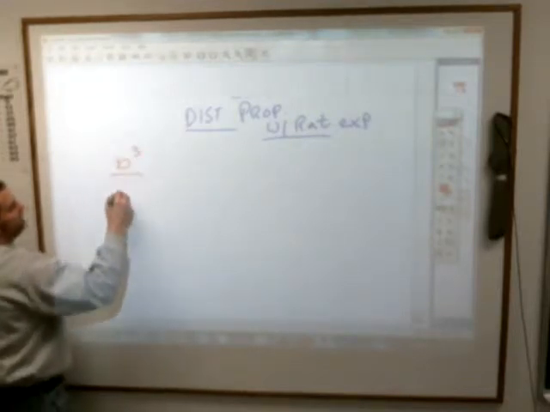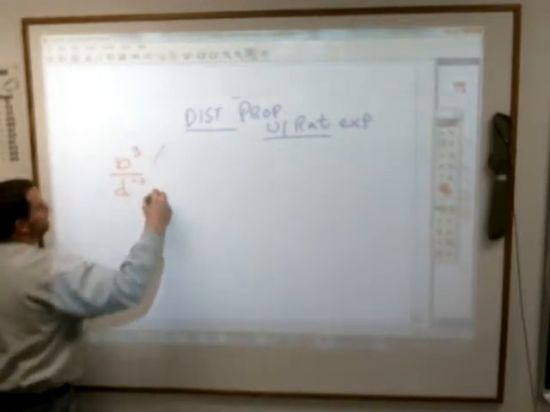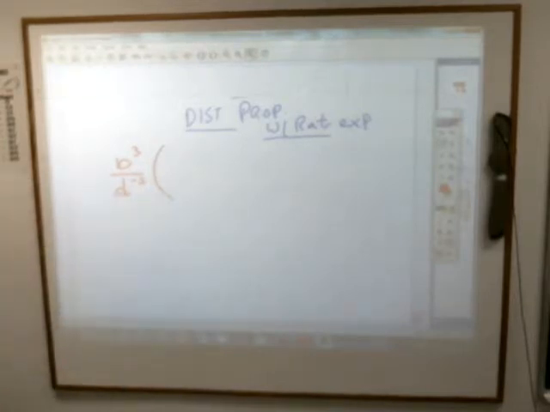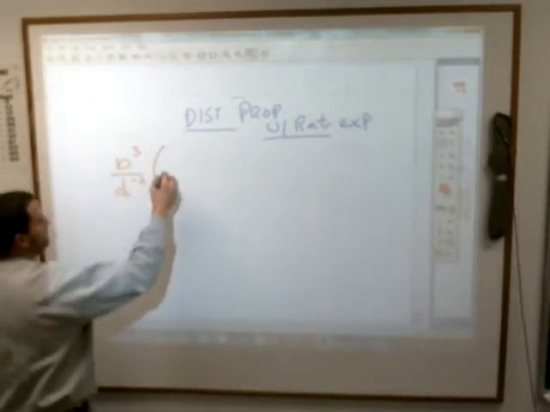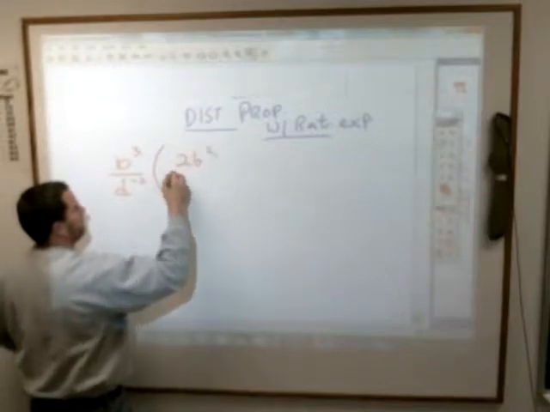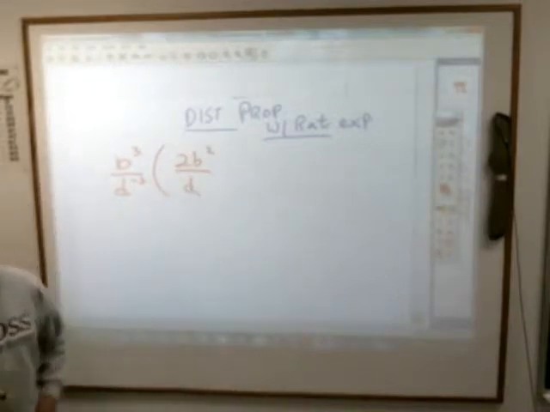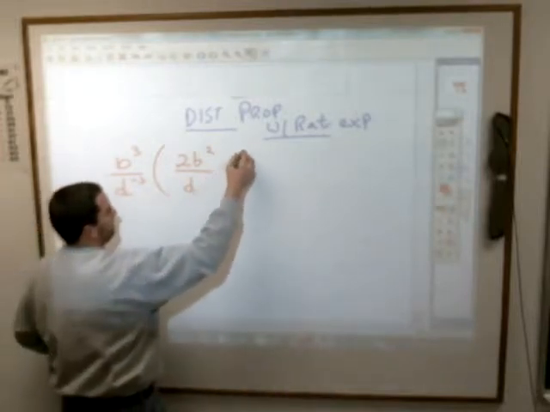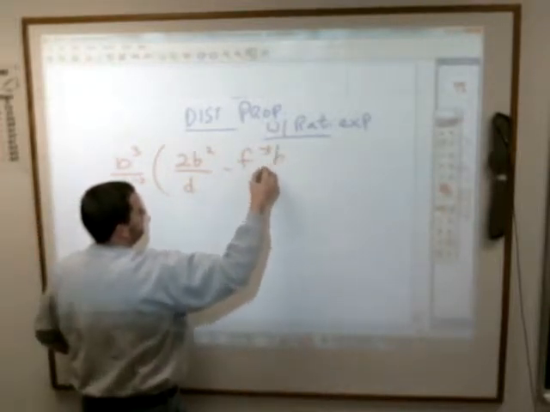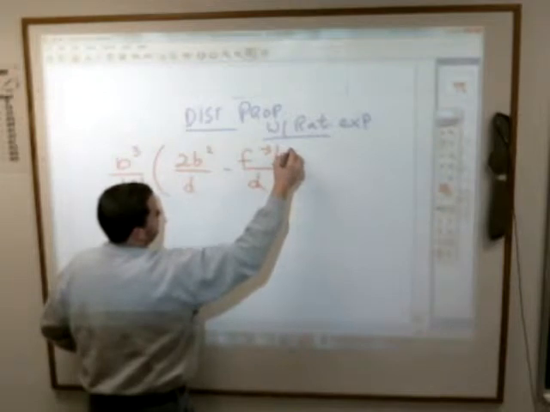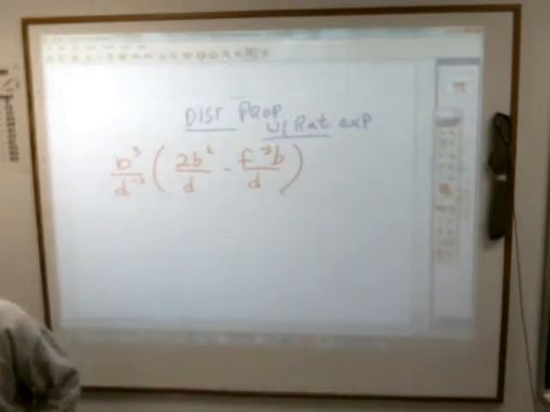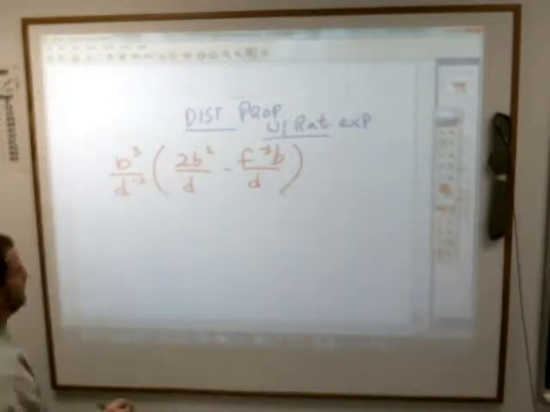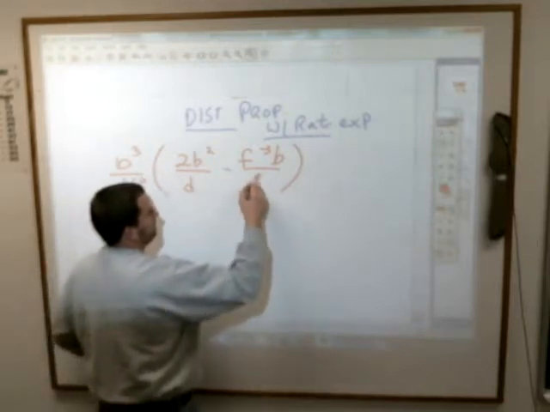B cubed over d to the negative third power times 2b squared over d minus f to the negative 3d over b. Is that right? Sorry, that should be a b. I knew that was right. This is a b.